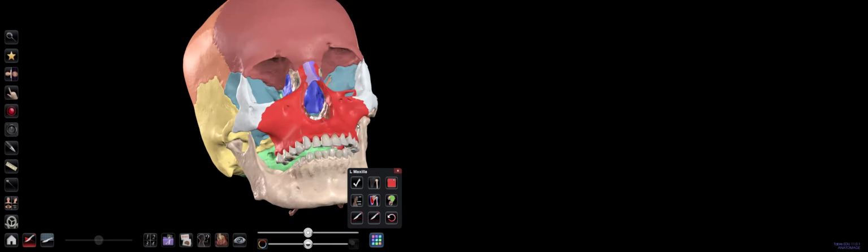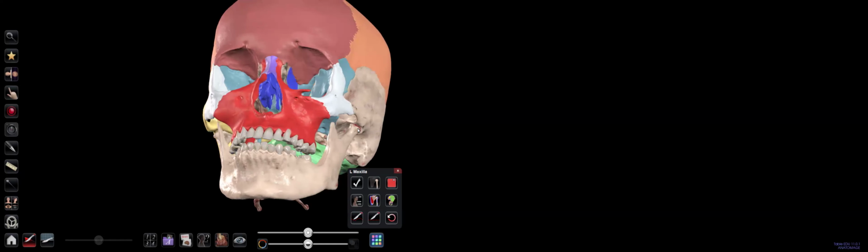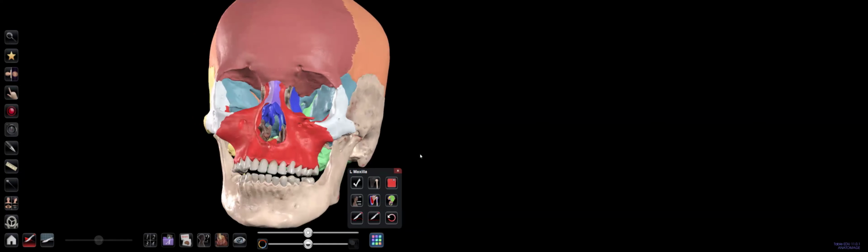Let's make that a red. We haven't used red yet. Let's make it red. Okay, there we go. So you can see the maxilla is red there, making up the upper jaw there.